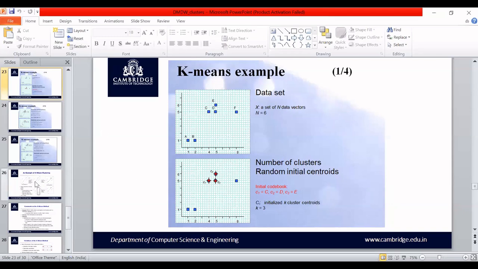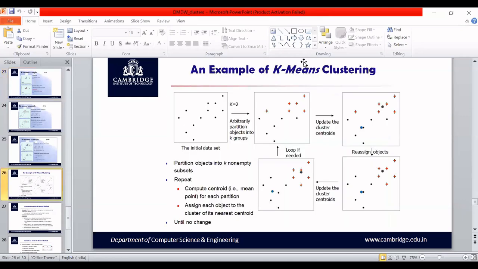So next, we will see one more example. This is your initial data set. Arbitrarily, we will first choose the centroid and then we will start with the k-means clustering algorithm. Once new clusters are updated, you will reassign the objects with respect to your new centroids. Once you update the new centroids, you will continue this process until the mean of the centroid values are the same.